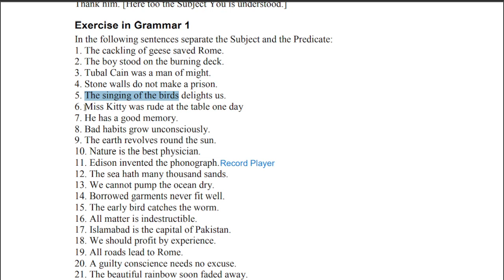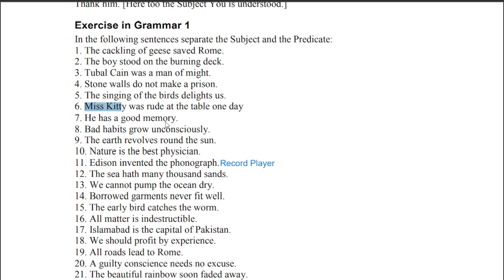Statement number 6. Miss Kitty was rude at the table one day. The speaker has first named a person, Miss Kitty, so it is the subject. Then he said something about the subject, and that is being indicated by "was rude at the table one day." So, was rude at the table one day is the predicate, Miss Kitty is the subject.